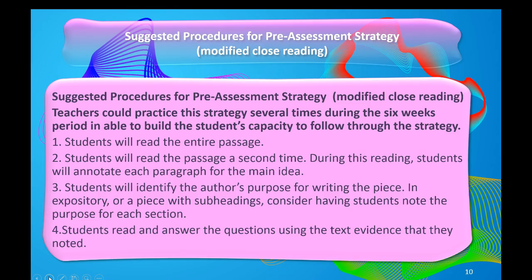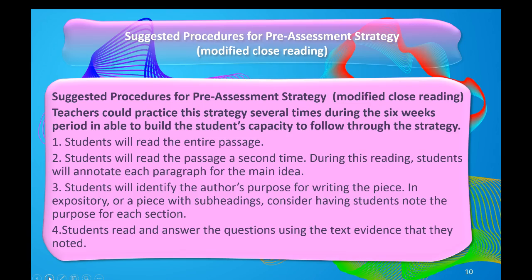First of all, we want students to read the entire passage. Just read it. Read the whole passage. Then go back and read it a second time. And during this reading, they annotate each paragraph, maybe the main idea or circling keywords and the things that are mattering the most in that paragraph. Then they read it, and they identify what was the author's purpose for writing this piece.